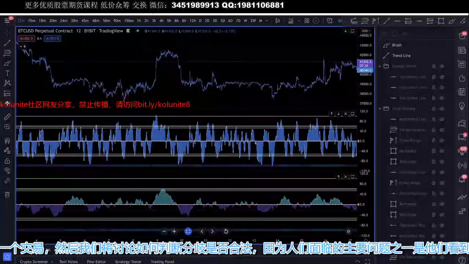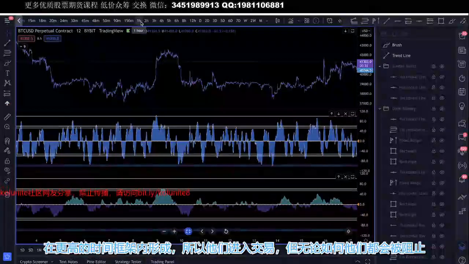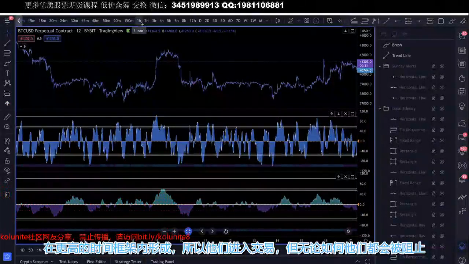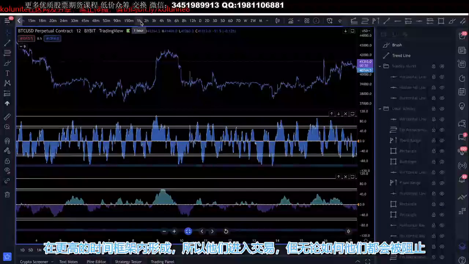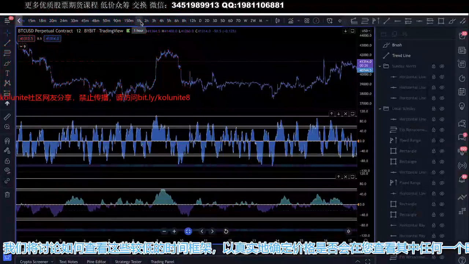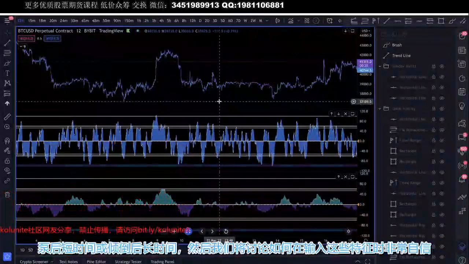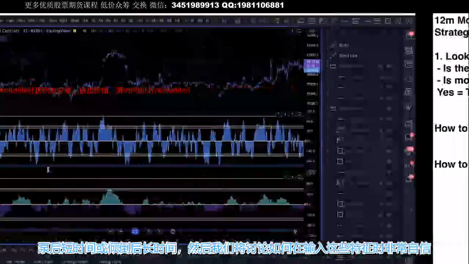Because one of the major problems that people have is they see divergences forming on higher time frames, and so they enter a trade, but then they get stopped out anyway. And so we're going to be talking about how to look at those lower time frames to determine for real if price is going to reverse when you are looking to either short after a pump or long after a dump. And then we're going to talk about how to be very confident when entering these trades.